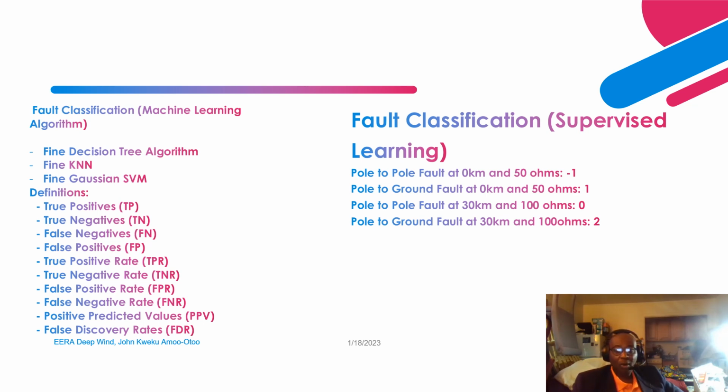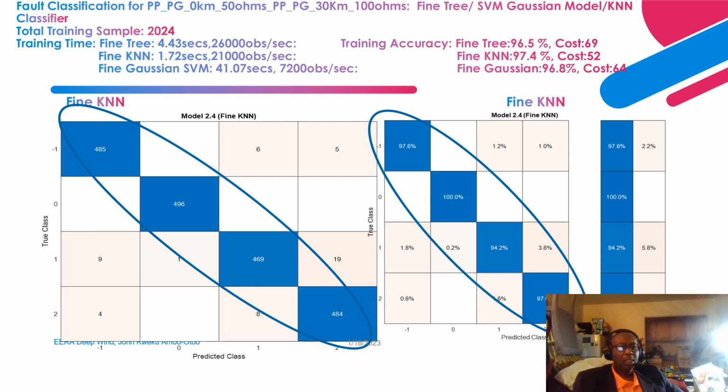And a pole-to-pole fault at 30 kilometers with a fault resistance of 100 ohms was assigned a classification of 0. Then a pole-to-ground fault at 30 kilometers and fault resistance of 100 ohms was assigned a classification of 2. So this is the confusion matrix that I obtained. From the confusion matrix, you can see I have a total training sample of 2024.